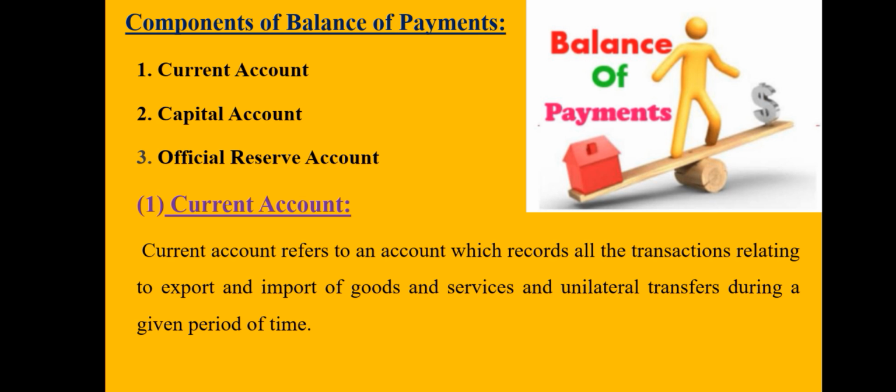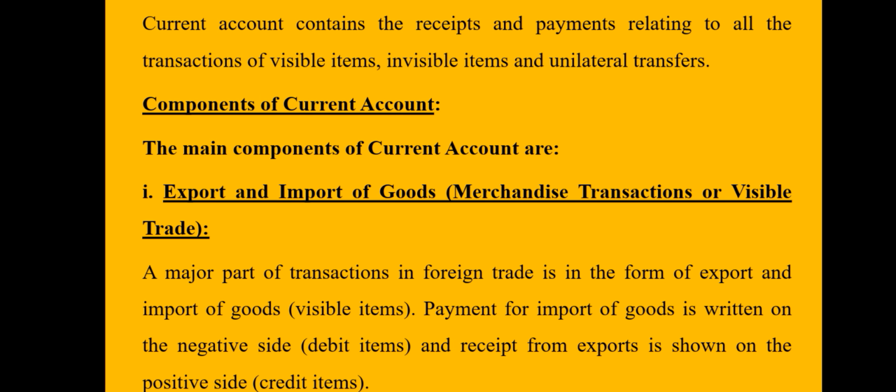Current account refers to an account which records all the transactions relating to exports and imports of goods and services and unilateral transfers during a given period of time. Current account contains the receipts and payments relating to all the transactions of visible items, invisible items, and unilateral transfers.